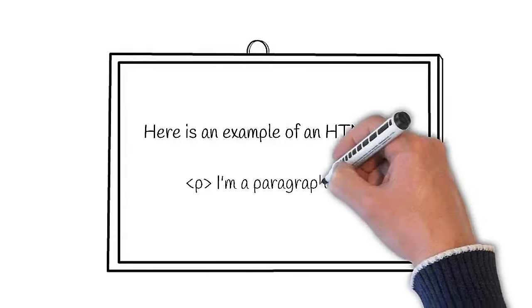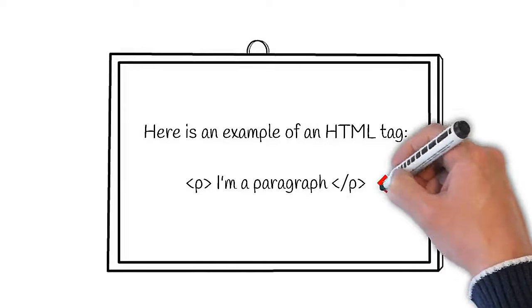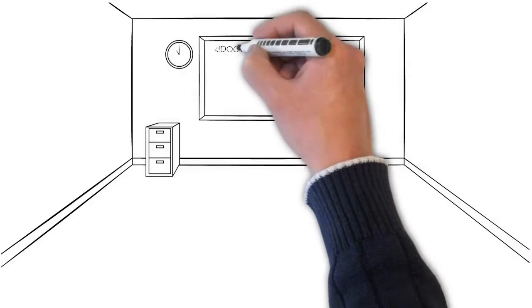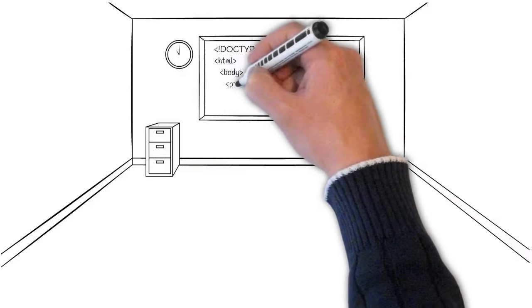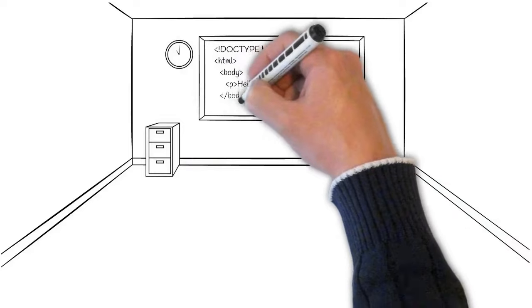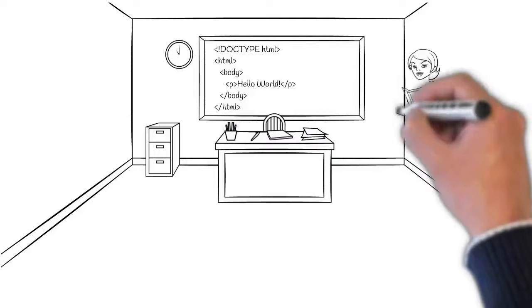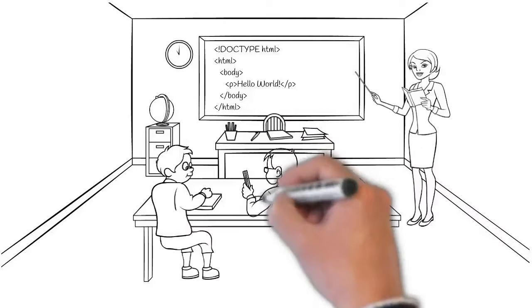So here's an example of an HTML tag. I am a paragraph. Here are the opening and closing tags. Now we are back in the classroom. So what you see before you is a long line of code in HTML, and we do not need to know all that for right now. But we will highlight two very important things in this section.